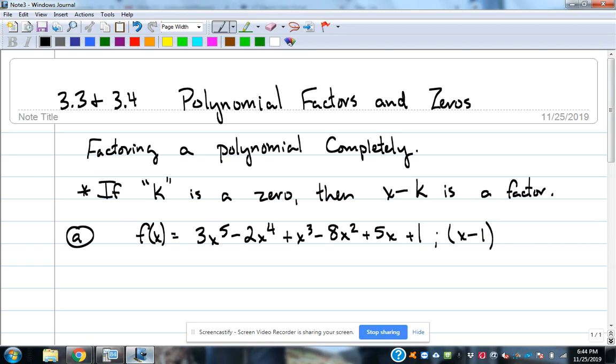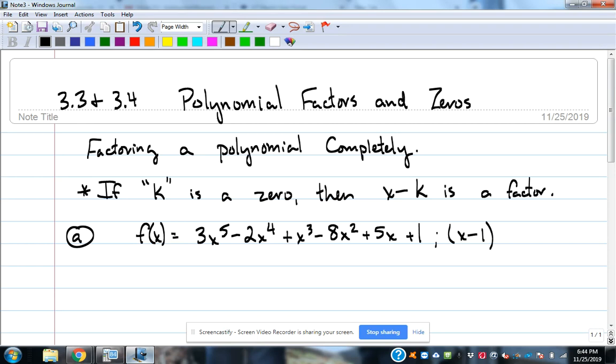We're going to start off with a little bit of help. They're going to give us a factor, or they're going to give us a zero, kind of like what we were doing in that lab where they gave us k equals a number and we had to decide if it was a zero or not. We'll use that idea to help us break down a polynomial further. With this first one, we're looking at the polynomial 3x to the fifth minus 2x to the fourth plus x to the third minus 8x squared plus 5x plus 1, and we'll try to break it into a smaller piece by using x minus 1 as a factor.